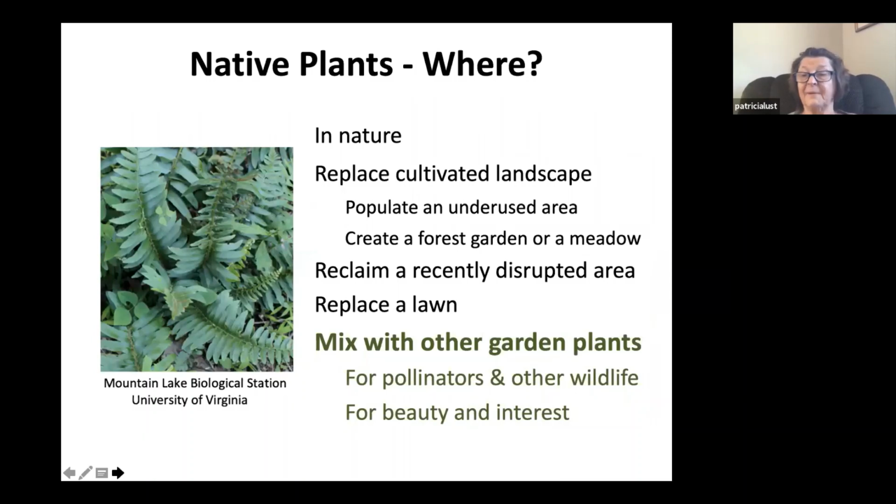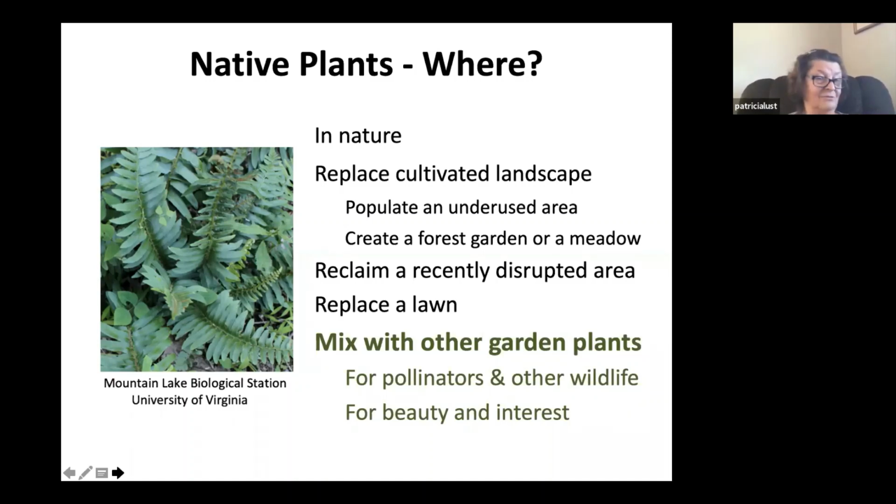Where do you find native plants? Well, now you can find them just about anywhere. Twenty years ago, native plants were not such a big deal. I was just kibitzing a bit before we started that I'm going to have to change the title of this from "Introducing" to something else, because probably most of you have some native plants in your garden by now. So where are they, or where ought they to be?